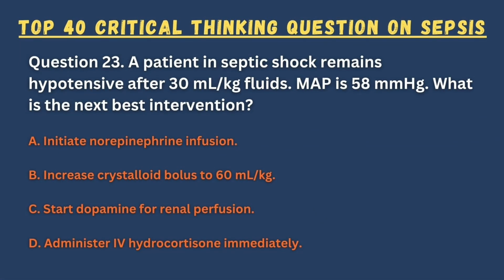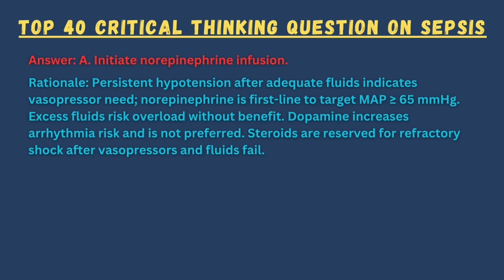Question 23. A patient in septic shock remains hypotensive after 30 milliliters per kg fluids. MAP is 58 millimeters of mercury. What is the next best intervention? A. Initiate norepinephrine infusion. B. Increase crystalloid bolus to 60 milliliters per kg. C. Start dopamine for renal perfusion. D. Administer IV hydrocortisone immediately. Answer. A. Initiate norepinephrine infusion.